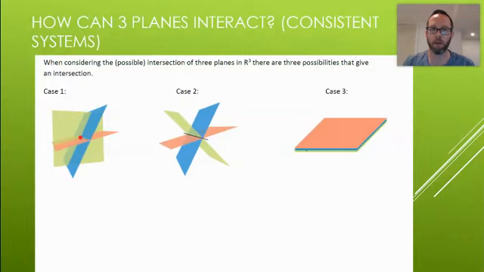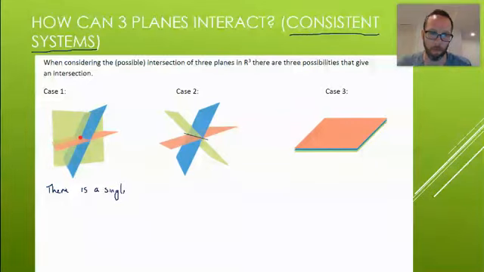So when considering three planes and how they can intersect, there are three possibilities that actually give you some kind of meaningful intersection. And when there is a meaningful intersection between all three, we say that these systems of three planes are consistent. They have a solution. In case one, three planes can have a point of intersection. So case one is there is a single point of intersection.